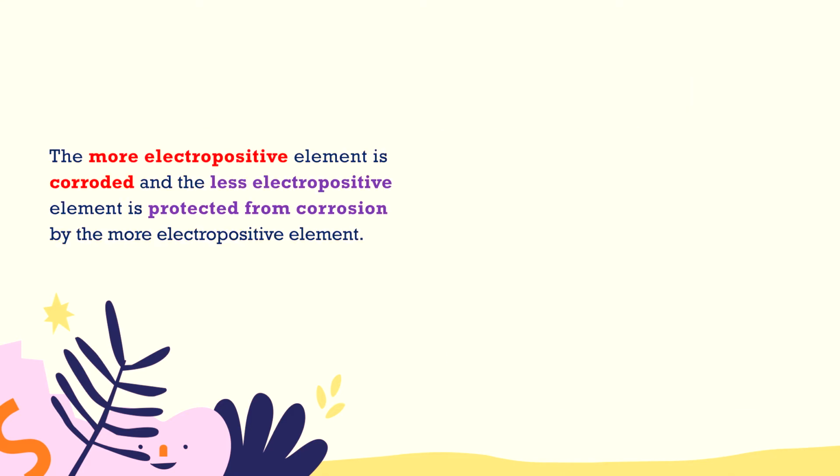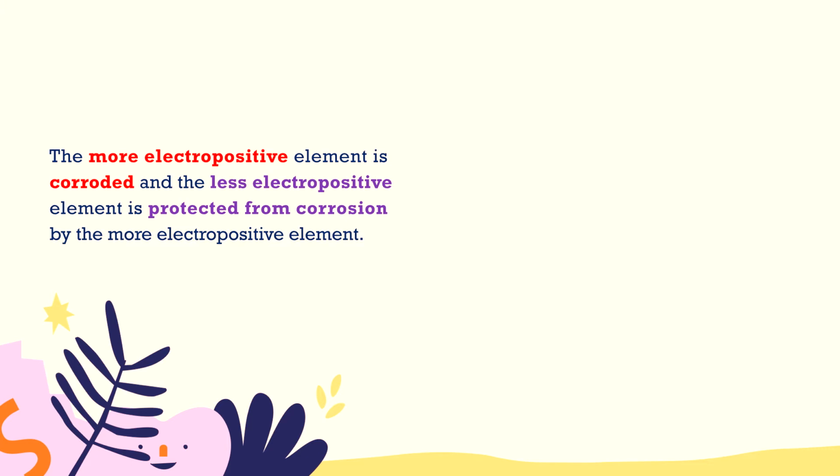The more electropositive element is corroded and the less electropositive element is protected from corrosion by the more electropositive element. So this simply means that if one of the two metals in contact with each other, submerged in an electrolyte, is more electropositive, then it will probably experience corrosion. The other metal, which is the less electropositive, will be protected by the more electropositive element against corrosion.